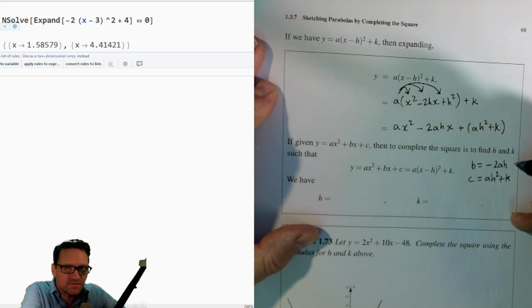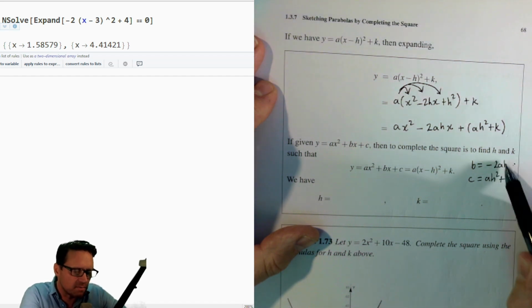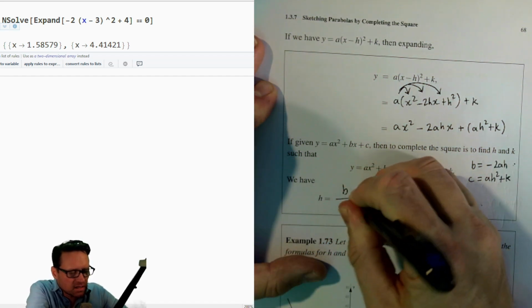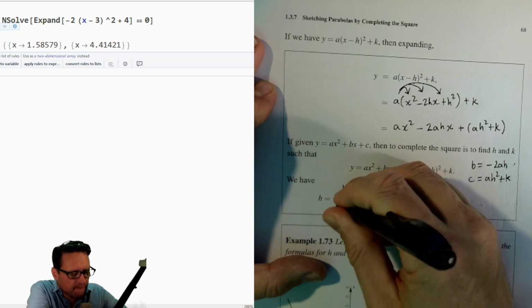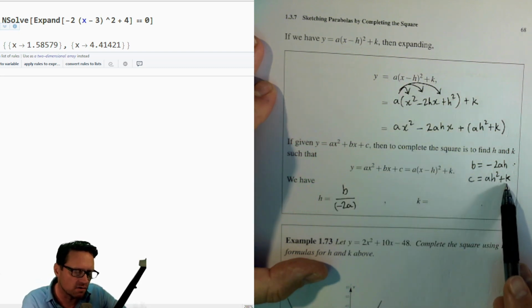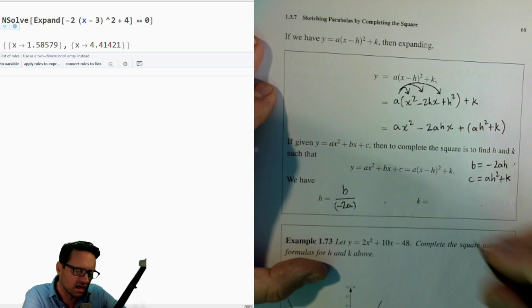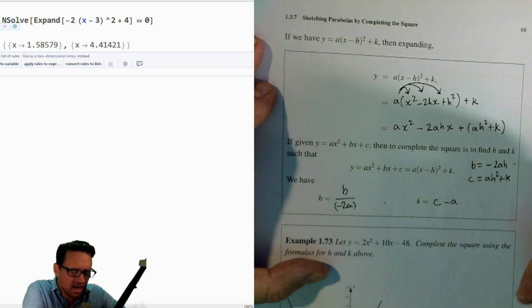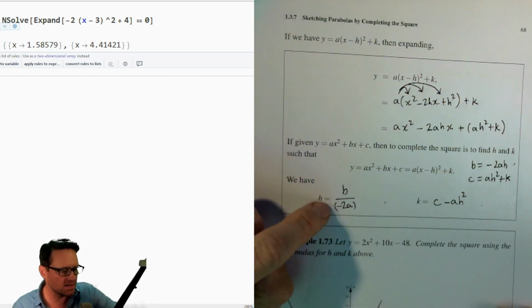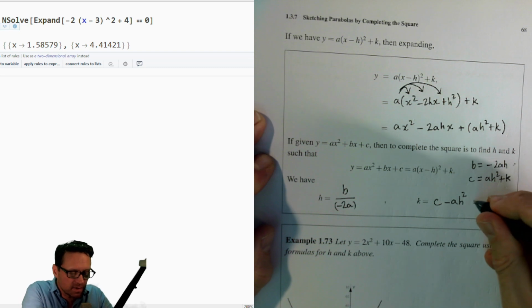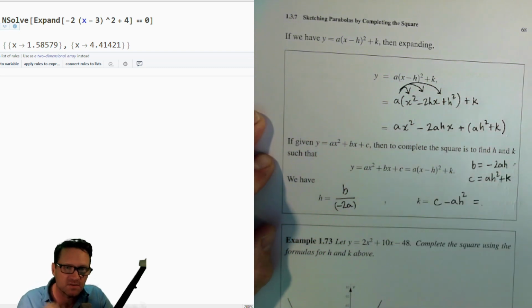So if I take this first one and solve that for h, then I'm dividing by minus 2a. So I have b over minus 2a. And then if I take this and solve for k, I have k is equal to c minus ah squared, where h is this. And so I can sub in the value that I got in terms of a and b.